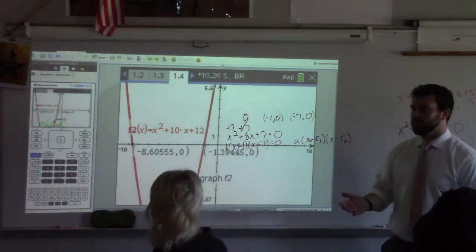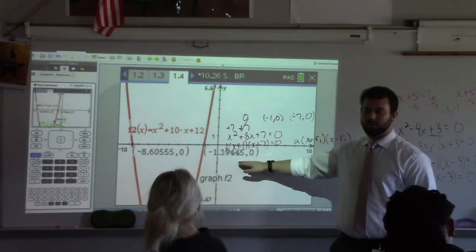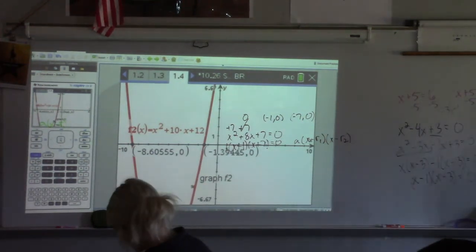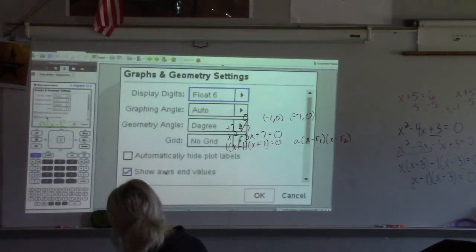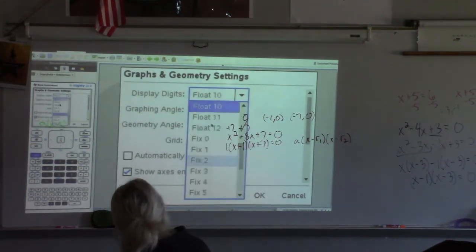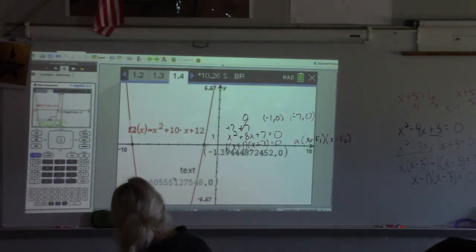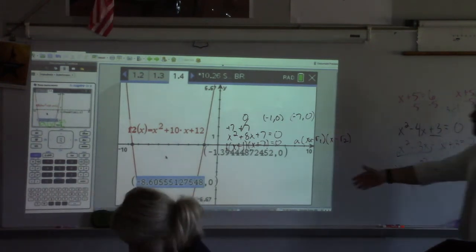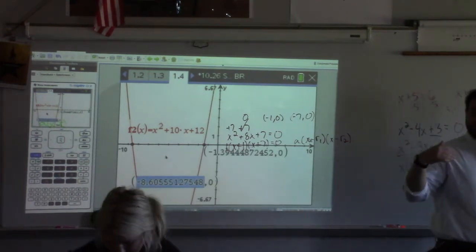Well, if that's true, do we know exactly what this number is right now? Well, no. That one would be repeating if we go 8.6. If you go further in that decimal, it doesn't. No, that's a good thought. I'm glad you brought that up. So let's go settings, display, let's go float 12. That's going to sound crazy, but there we go. You see how it's not repeating anymore? So short term, it did look like it was starting to repeat, but when you look at more decimals, does that repeat? No. So these are known as irrational roots.